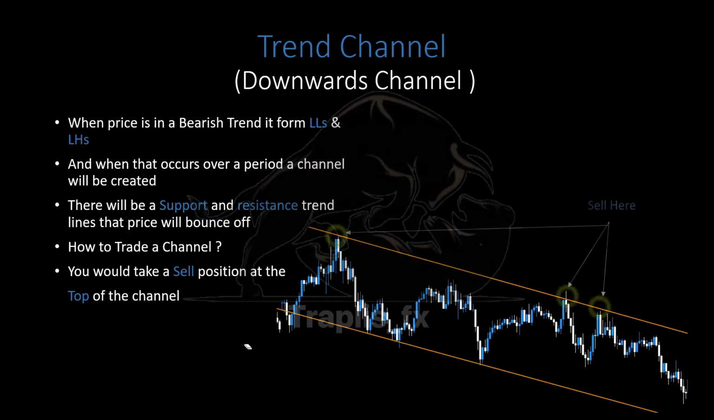Anyways, so as you can see here, price creates its lower high, we take a sell position again, another lower high, we take a sell position, another lower high, we take another sell position. This you could have taken it too, but the problem with this, it didn't go through the resistance area. So it's a bit riskier, but it's also possible to do it.